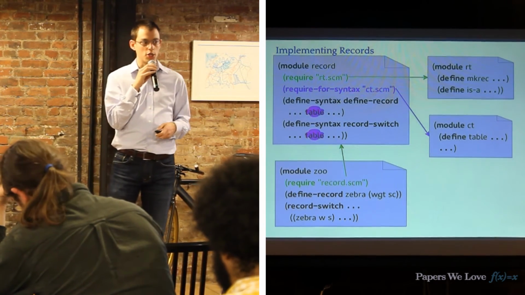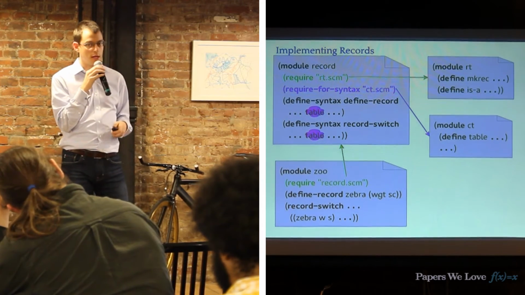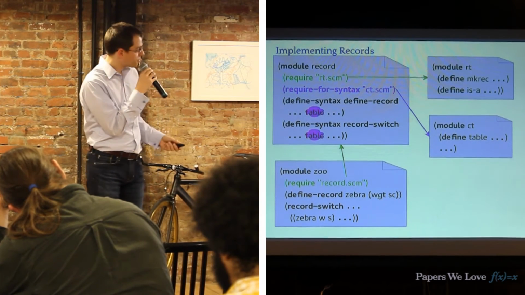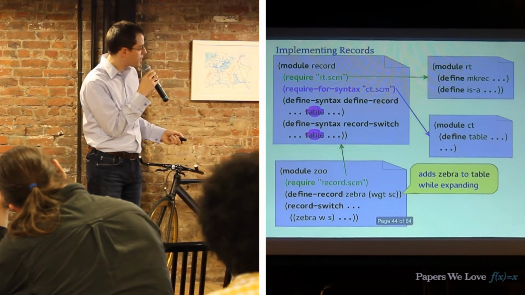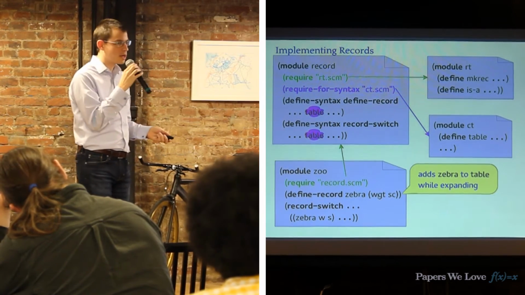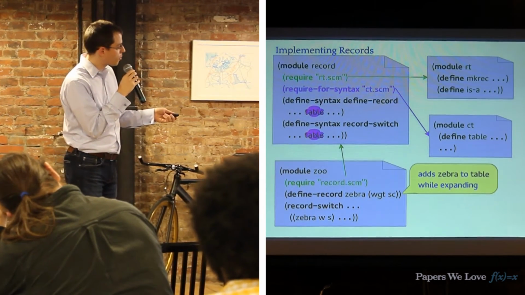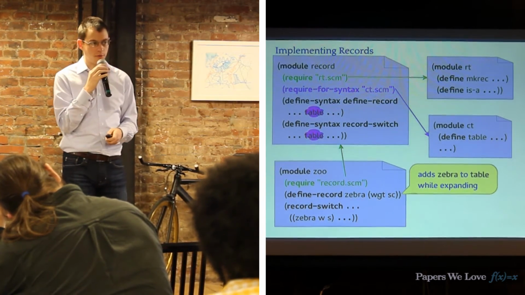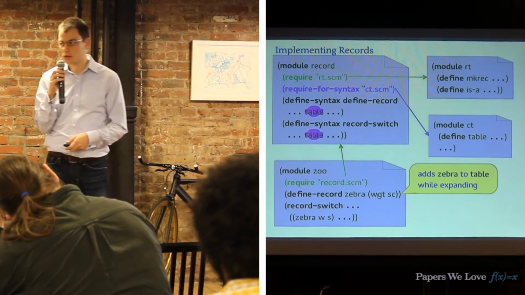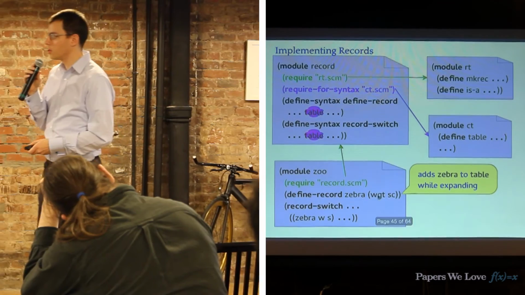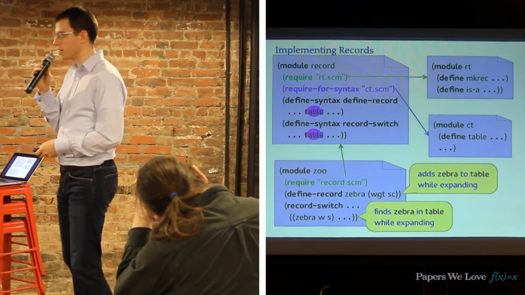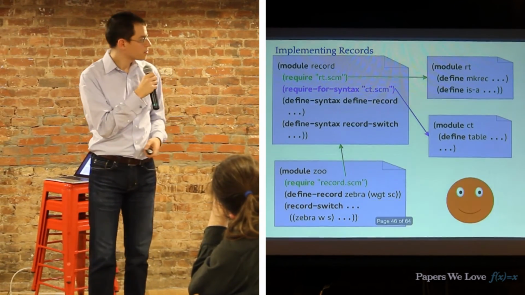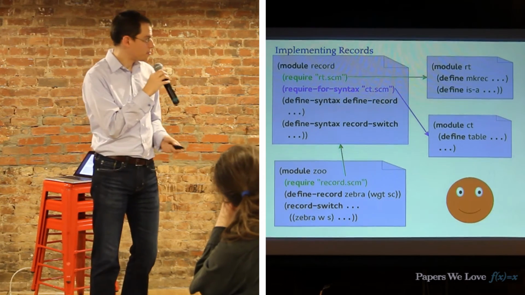And we're not just going to generate code that references this table. Instead, we're going to run code that uses the table at compile time. So what define-record is going to do, in this purple code, is say, okay, update this table, add an entry for zebra. And then what our record-switch form is going to do is say, okay, look in the table and check to see if zebra is there, and check to see if we have the right number of fields for zebra. So now we're happy.